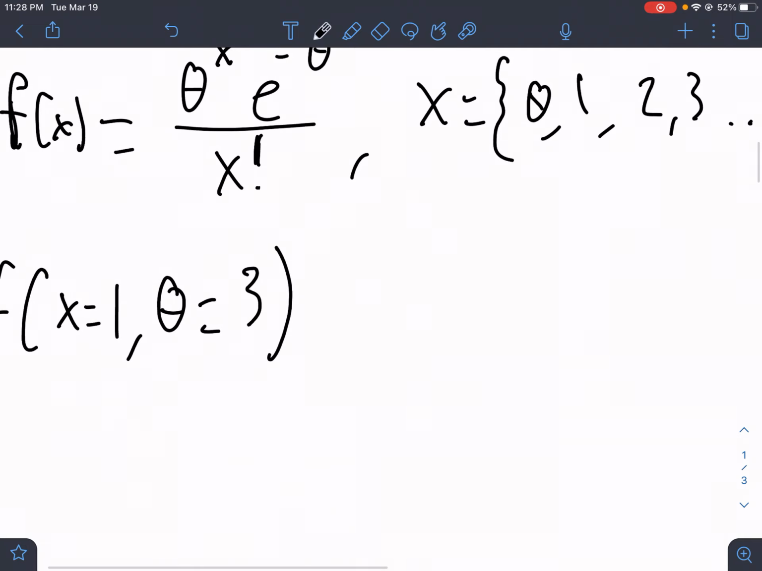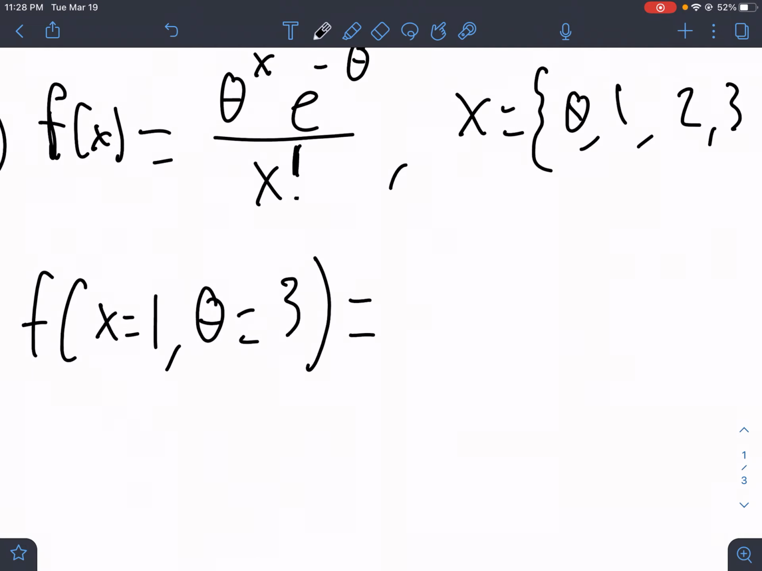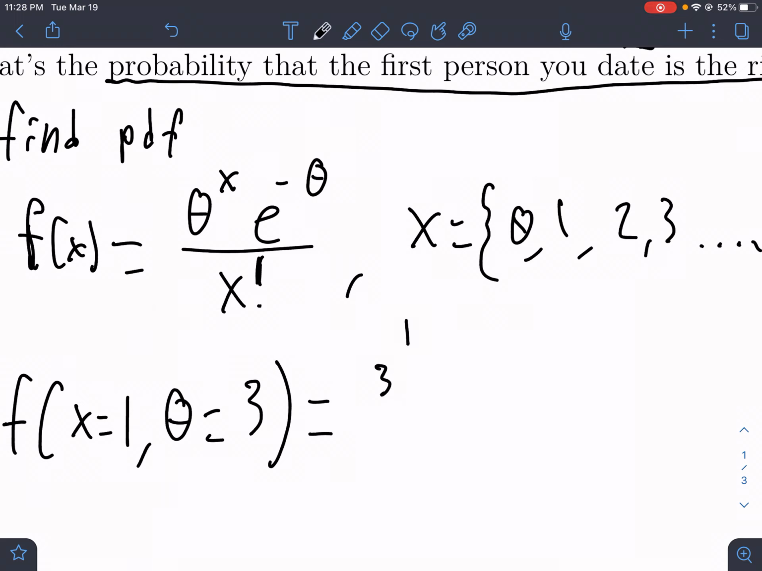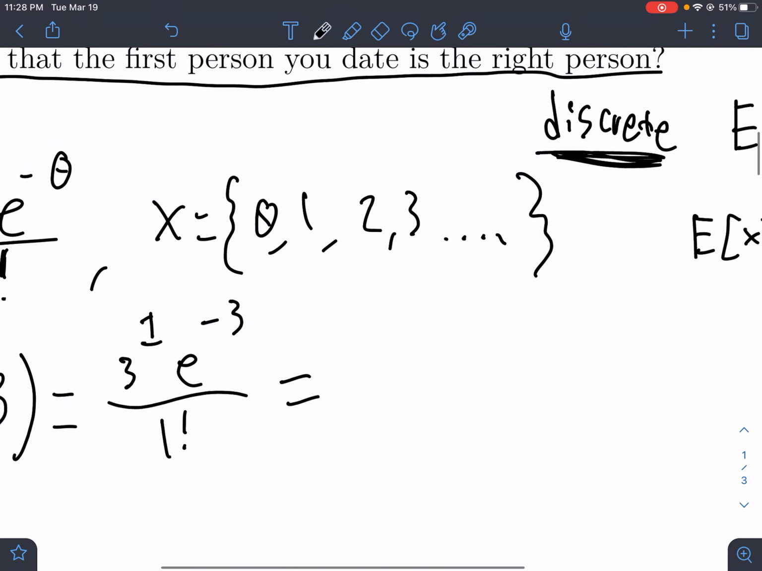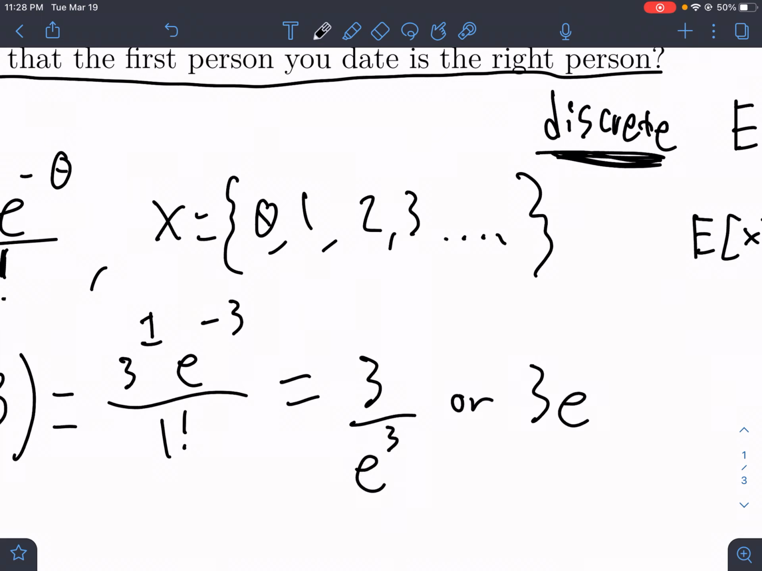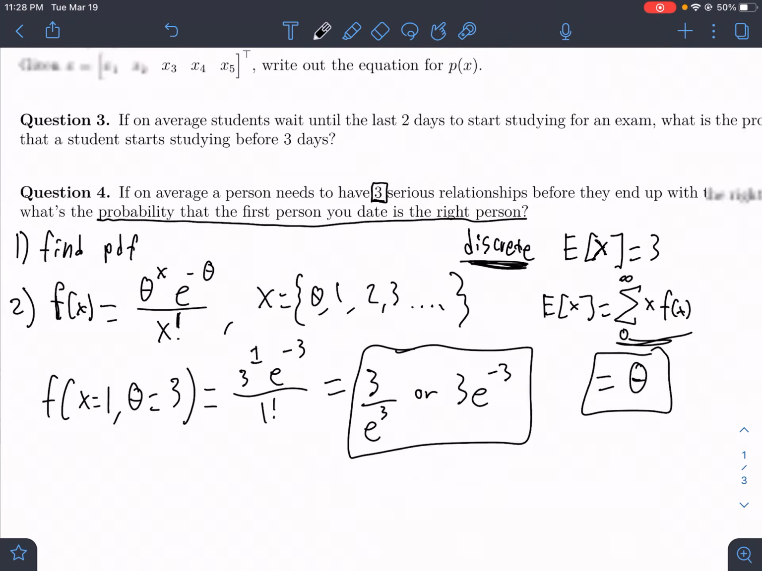All right, so let's use that here. 3 to the 1, e to the negative 3, over 1 factorial. That you can just leave as 3 over e to the third, or 3 e to the negative 3. You don't need to simplify it more than this. That is our answer.